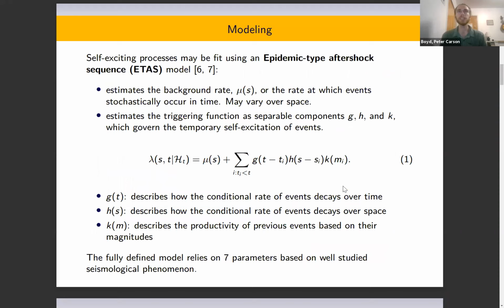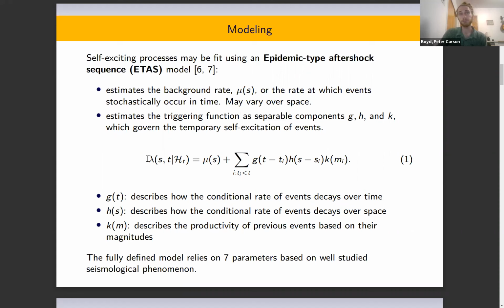So these self-exciting point processes were then further developed as epidemic type aftershock sequence models, or ETAS models. And the goal of these models is to estimate essentially two things: the background rate, again, that's just the rate at which these main shocks occur, and we denote that as mu. And we'll also then want to estimate how new events are triggered.